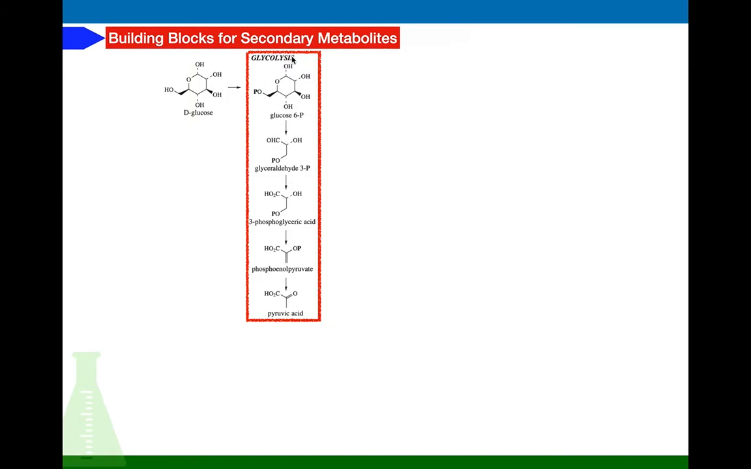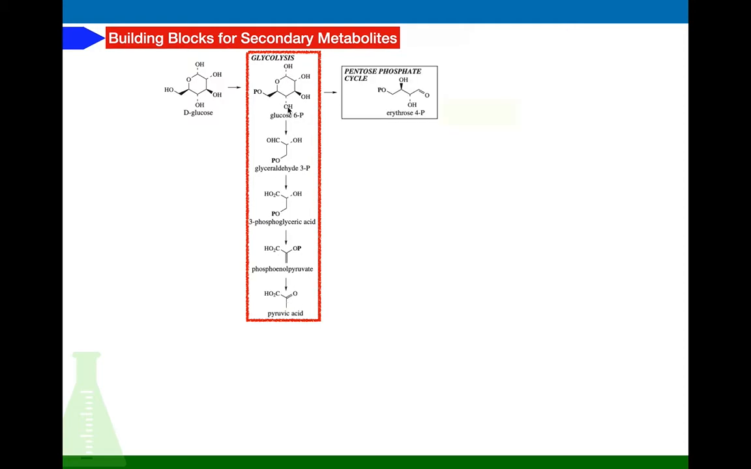How does this glycolysis give us some primary metabolite that may result in the formation of secondary metabolism? For example, D-glucose enters the glycolysis process. It gets phosphorylated to become glucose 6-phosphate, that is converted to glyceraldehyde 3-phosphate, and that is converted to 3-phosphoglyceric acid. Afterward, that is converted to phosphoenol pyruvate, and that is ultimately converted to the final product of the glycolysis process, known as pyruvic acid.